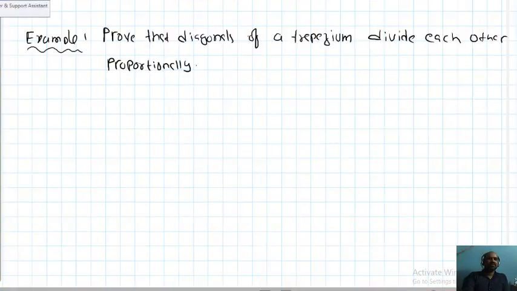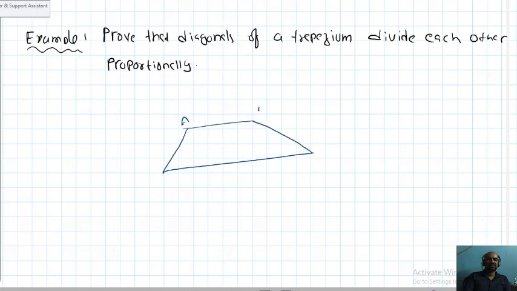Okay, students, this is our first example problem. Prove that the diagonals of a trapezium divide each other proportionally. So this is a trapezium ABCD, where AB is parallel to DC. For example, AC and BD are the diagonals intersecting at O. So now we want to prove that AO by OC equals BO by OD.